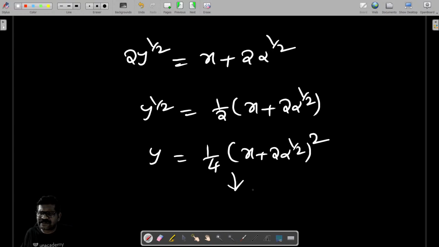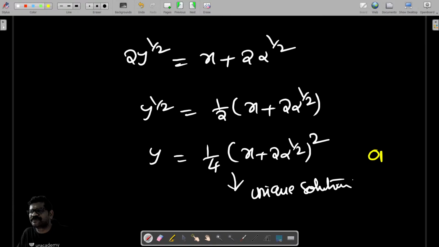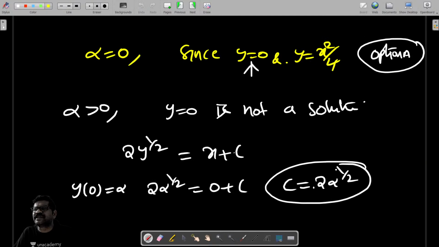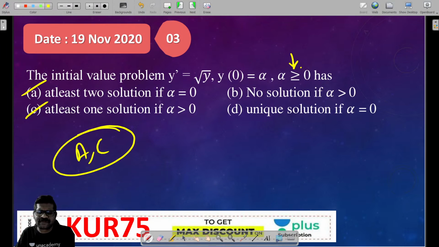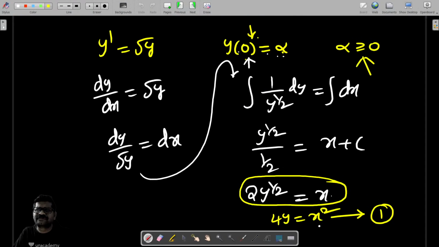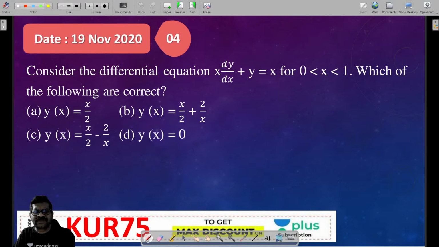So in this case you will get a unique solution. One and only one solution. Therefore option C is also correct. So option C is correct as well as option A is correct. So both A and C are found correct. Next problem.